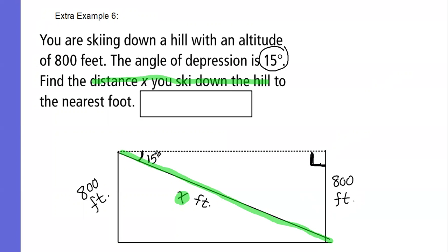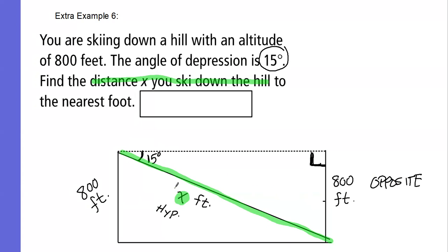And I know this is 15. I know this is some number x. I know this is 800. So with respect to this angle, what do I have? Well, I have my opposite. So my opposite would be this 800 feet right here. And I have my hypotenuse. This is across from the right angle. So this x right here is my hypotenuse.